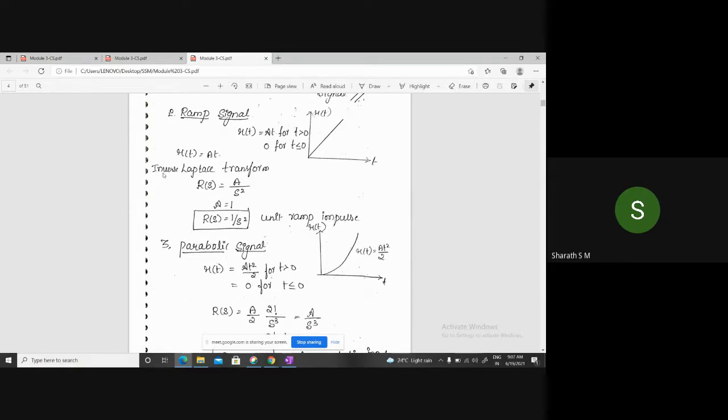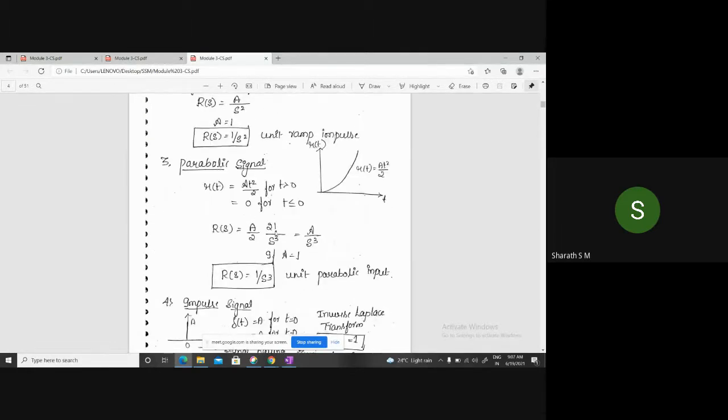So this one, just make an alteration. This is not inverse Laplace. We are just going to apply the Laplace transform. So while writing to the notes, make it as Laplace transform. Don't write it down as inverse. So for t it is 1 over s square, so for a t it is a over s square, and if a is equal to 1, r of s is equal to 1 by s square.